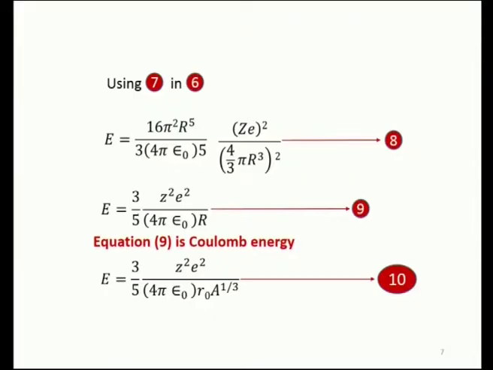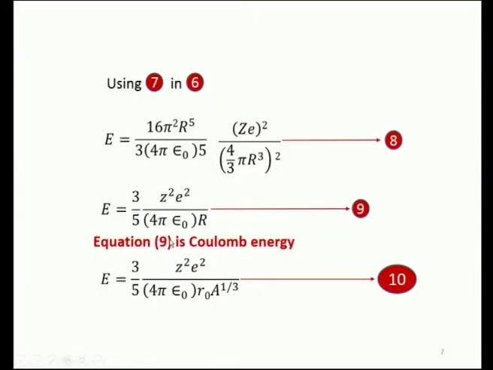Why am I saying that? Other parameters are constant. 3 is constant, electronic charge e is constant, 5 and 4 pi epsilon 0 are all constant. So the variables are only Z and R. The Coulomb energy depends on the atomic number, that is the number of protons, and also the nuclear radius. So equation 9 is the expression for Coulomb energy inside a nucleus.